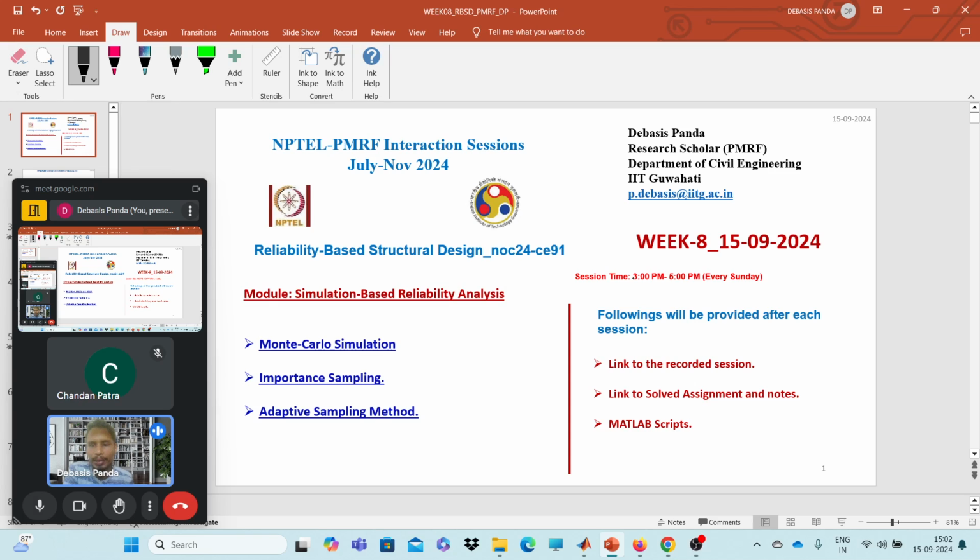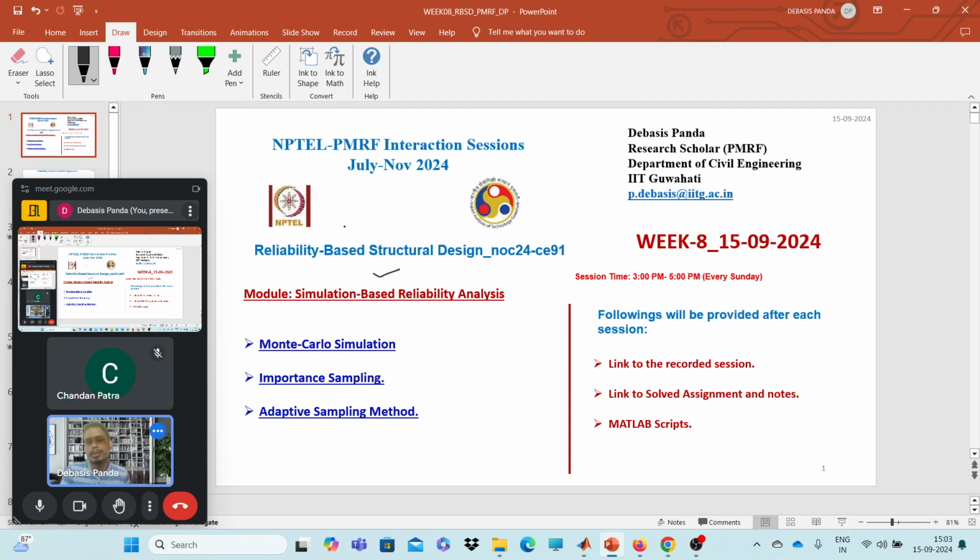We meet and discuss the current week concepts, solve assignments via pen and paper, and also solve different kinds of problems using MATLAB. So today we will go through the simulation based reliability analysis. During the last few weeks we went through the gradient based reliability analysis, where we solved different problems using the first order reliability method, as well as the second order reliability method. Basically we have solved different problems using the gradient based FORM.